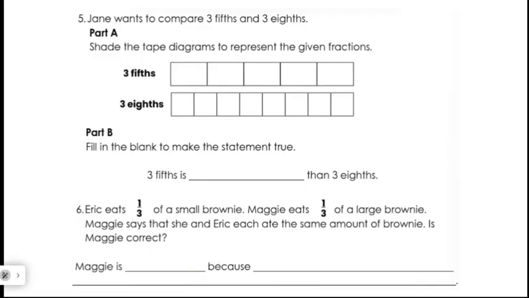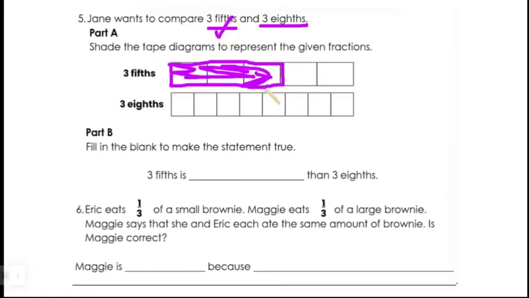Okay, now I'm on question 5. It says Jane wants to compare 3/5 and 3/8. Okay? Shade the tape diagrams to represent the given fraction. So this first one, 3/5, it wants me to shade 3 out of these 5, okay? So there's 5 total. I only want to shade 3 of them. So that's what I'm going to do. First, I want to just outline my 3 so I know which ones I'm going to shade, and then I'm going to shade right inside. So there are my 3/5. I'm going to put a little check there because I've already done that.